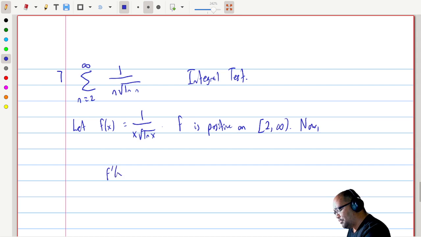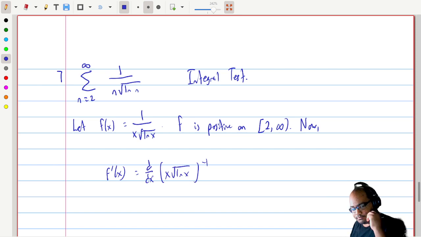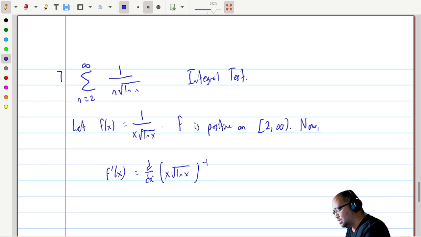Now we just have to take the derivative. So I'm going to do this by means of the power rule, and the chain rule, obviously, and the product rule as well. So minus x square root log of x minus 2 times... Okay, first times the derivative of the second.